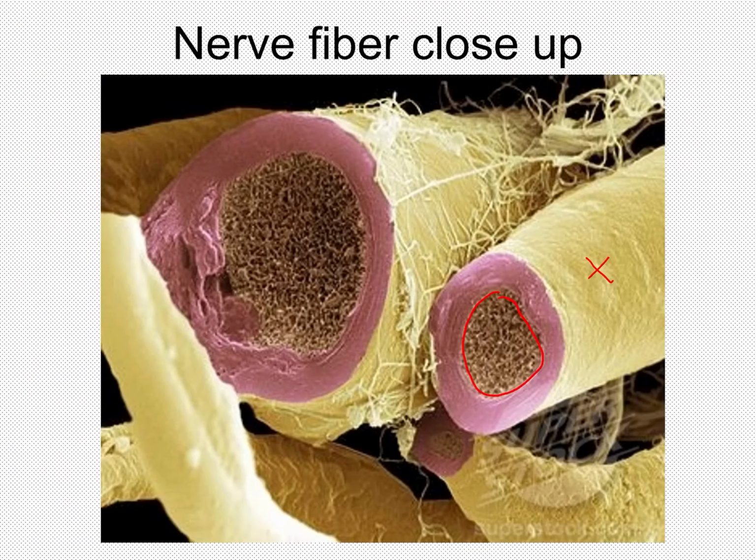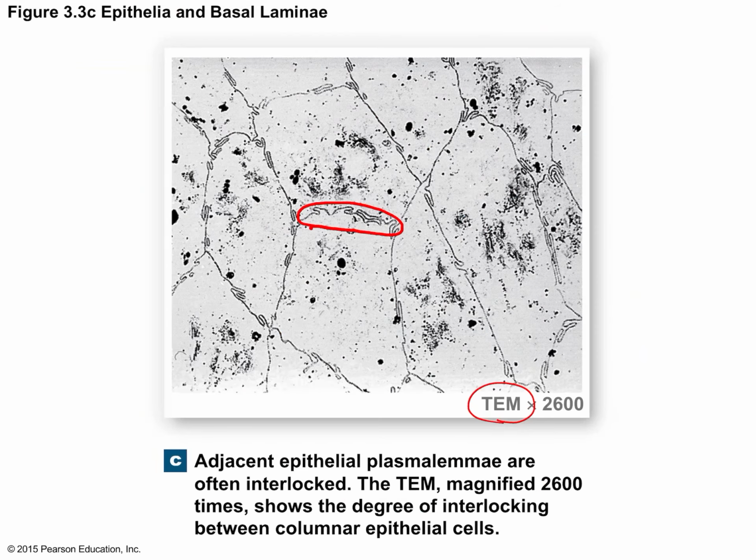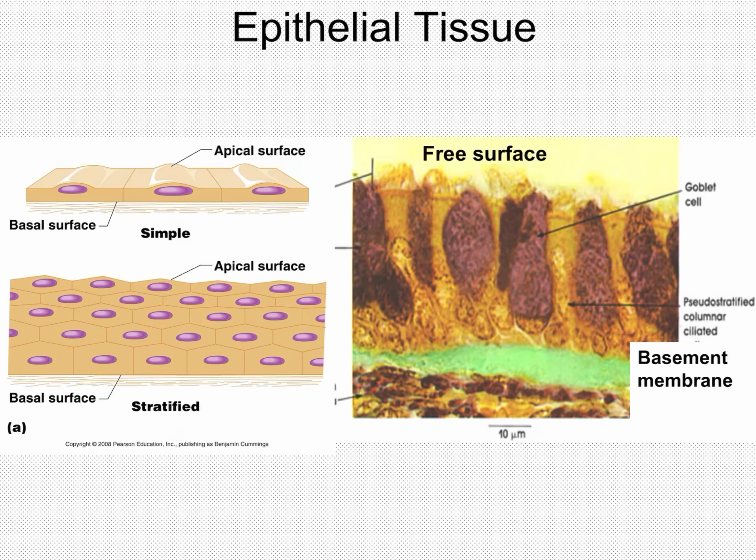All right, so let's take a look at our shapes of epithelial cells. Looking at this slide, this is a little bit of a recap. In this picture here, we have a layer of epithelial cells in my bracket. I can see the basement membrane or basal lamina in green.